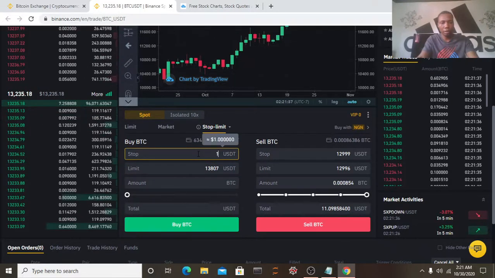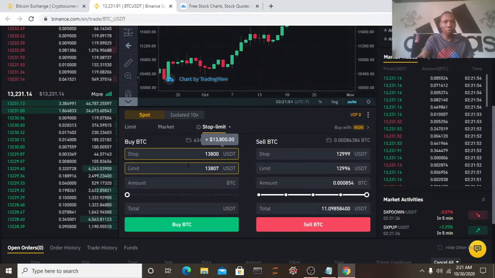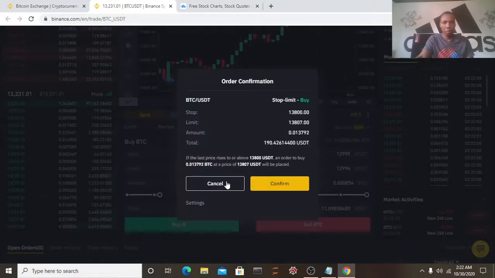So I'll not go like this. Let's say 13,800. You can see that this is lower, because what this means is that once the price starts going up and touches this 13,800, an order to buy this coin at this price will be placed on Binance. So once Bitcoin goes on a bullish trend, I will still make profit along with it. Let's just place an example so you guys can see. You can see it here. If the last price rises to above 13,800 USDT, an order to buy this Bitcoin at the price of 13,807 USDT will be placed.